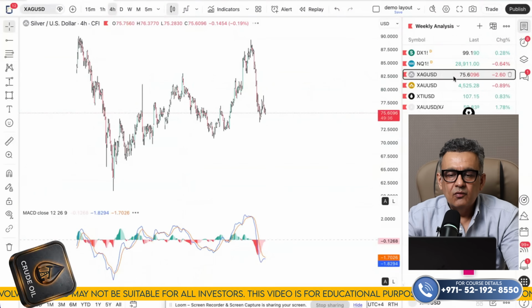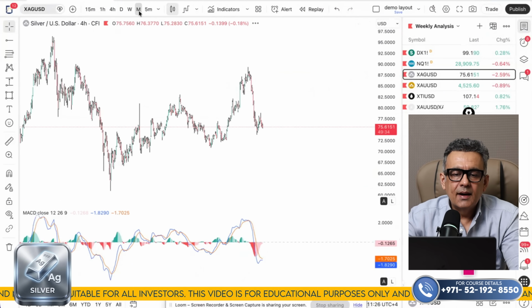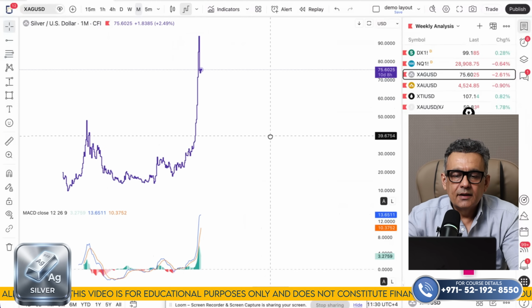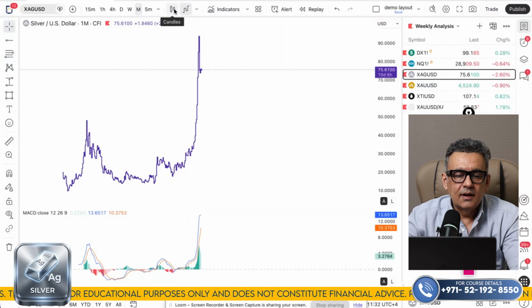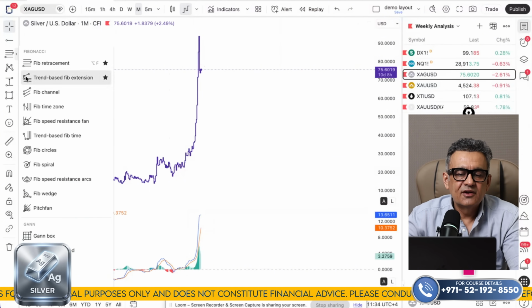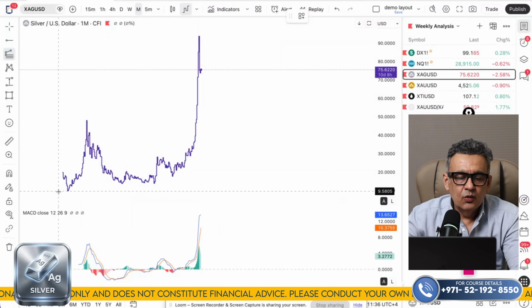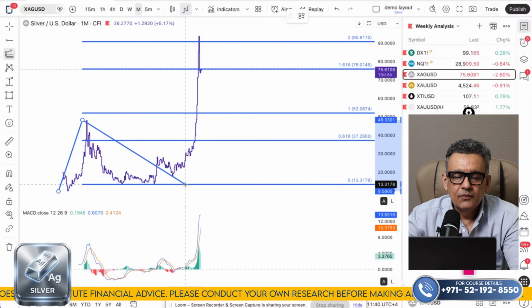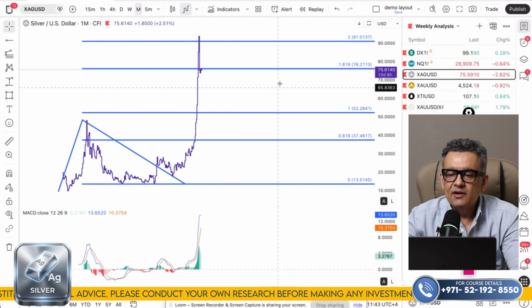Now let's move to silver. For silver, I'm connecting to the monthly chart here, and I'll be switching to a line chart. On the line chart, I'm just applying the first extension here. So this is the lowest point visible on the monthly frame, first high and higher low. So I've applied the extension here.